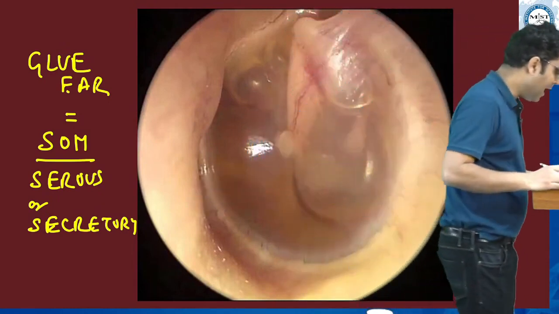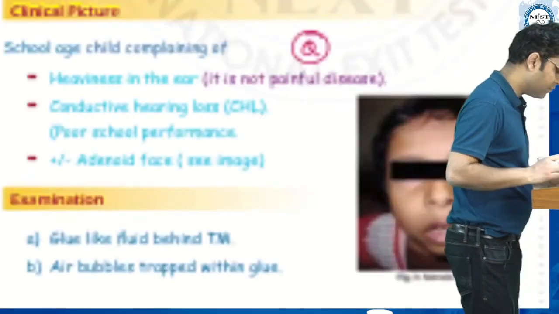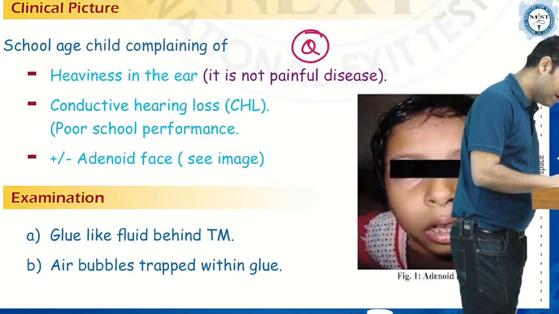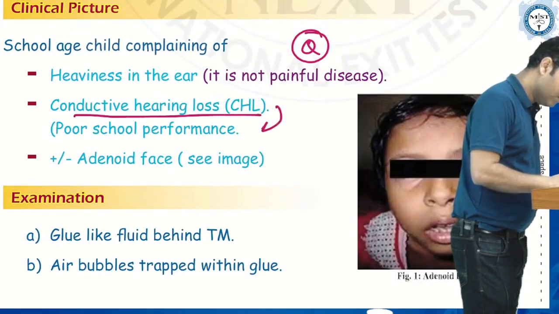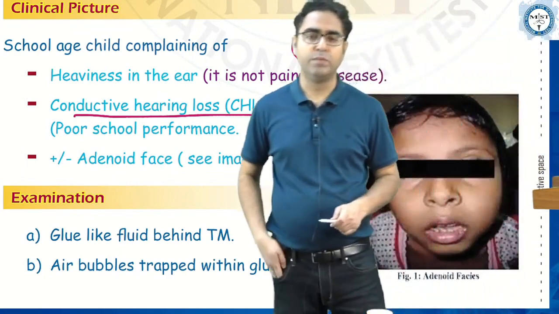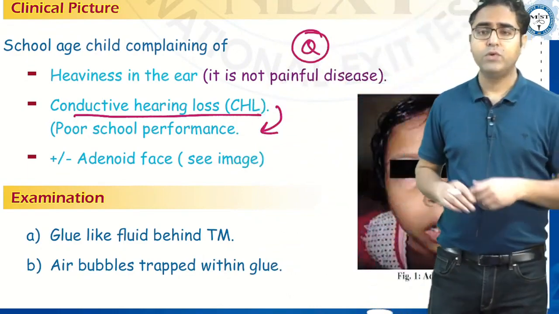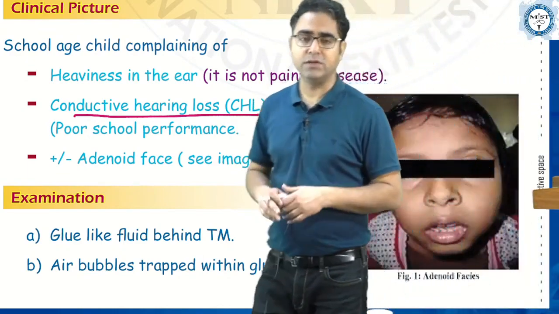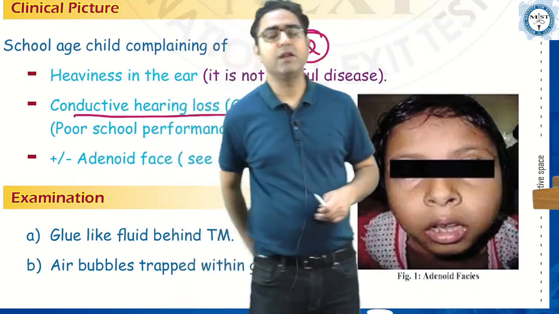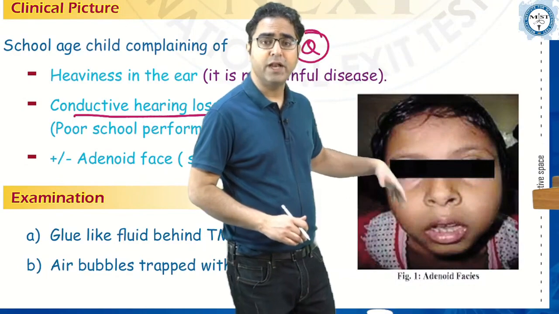Now, due to this glue-like fluid in the middle ear, can you hear properly? Not at all. There will be hearing loss. What type of loss? Conductive hearing loss, which leads to poor school performance. Please understand it. When you can't hear properly, how can you take the dictation? You are a second class student, and the teacher is taking dictation.